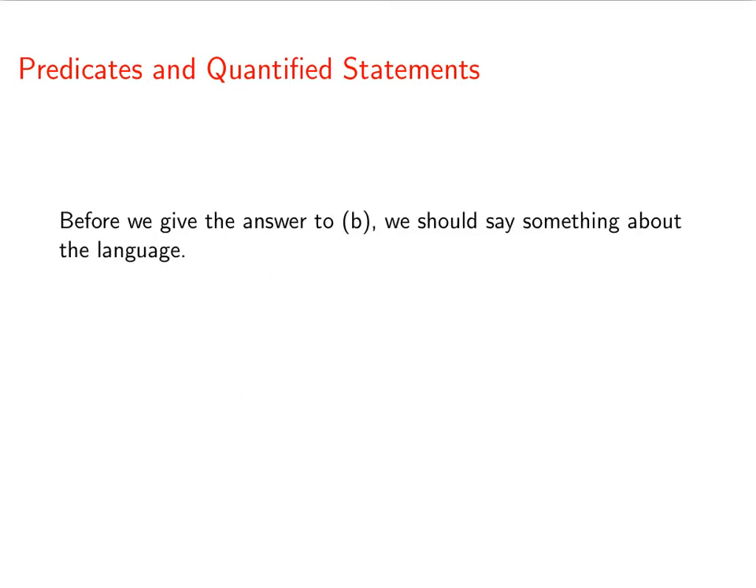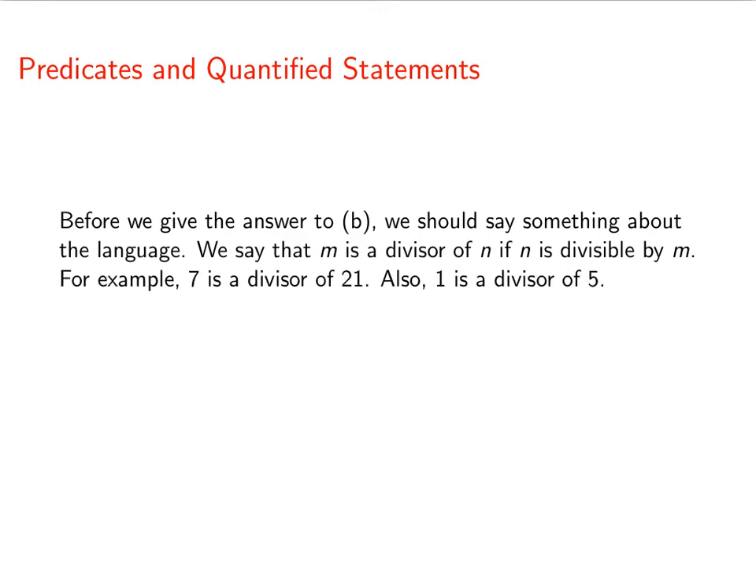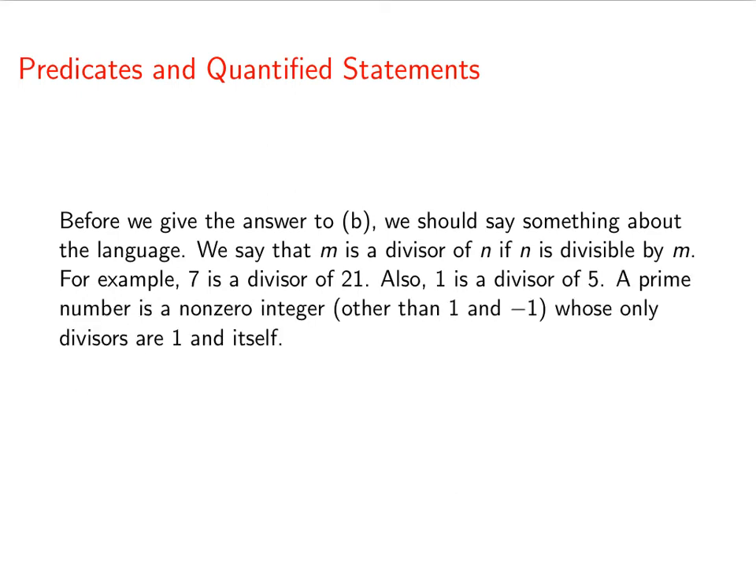Okay, before we give the answer to B, I think we should say something about the language that's being used here. We're going to say that m is a divisor of n if n is divisible by m. For example, 7 is a divisor of 21. We can also say that 1 is a divisor of 5. A prime number is a non-zero integer, other than 1 and negative 1, whose only divisors are 1 and itself.